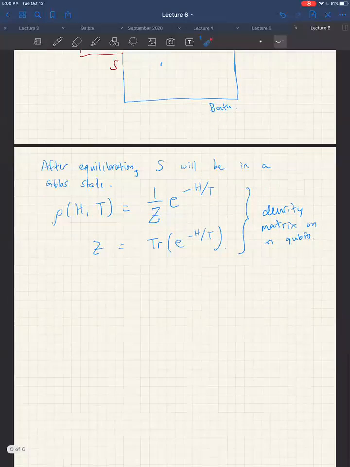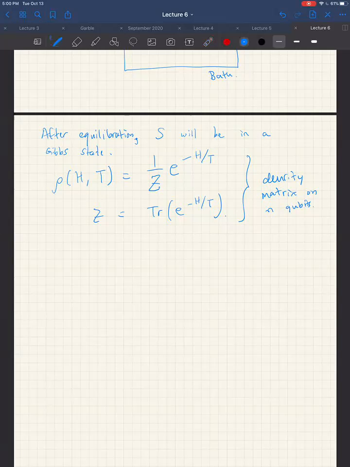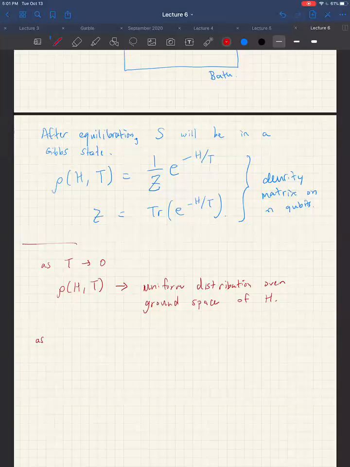So what are some features of this Gibbs state? Here's where we can connect things to what I said, that the minimum eigenvalue is like absolute 0, and we can make that formal. As you drive the temperature down to 0, this Gibbs state approaches the uniform distribution over the ground space of your Hamiltonian. So it's just an equal mixture of ground states. If the temperature of this bath goes to absolute 0, then that's going to cool your system down to the ground state.